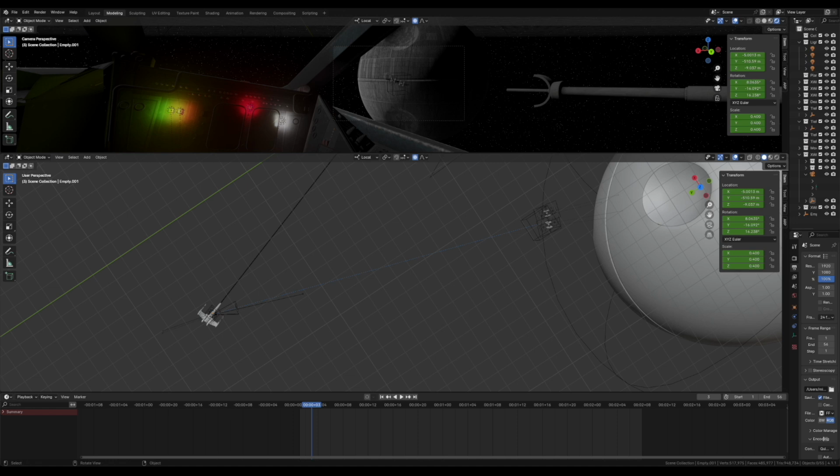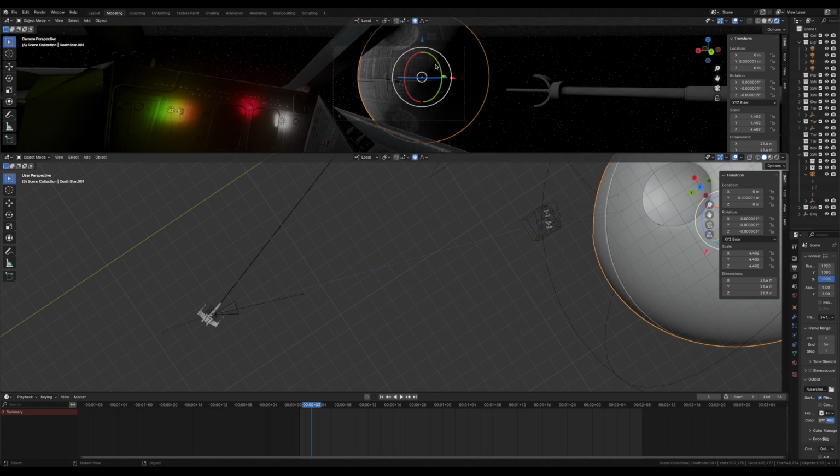This week, the TIE Fighters do a flyby of the X-Wings, and I'll show you my lighting screw-up. Okay, here we are, and the first thing you may notice is I found my Death Star materials.